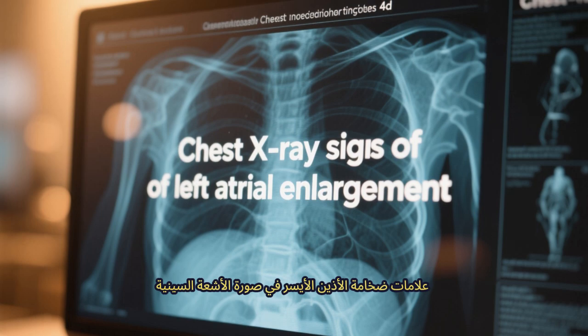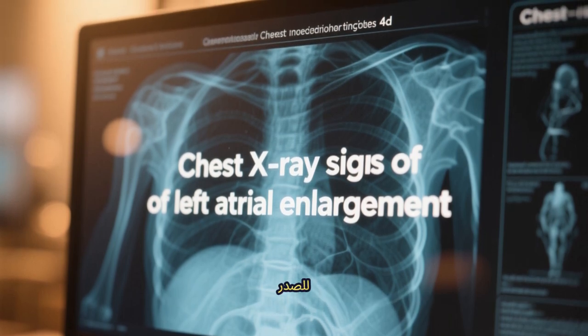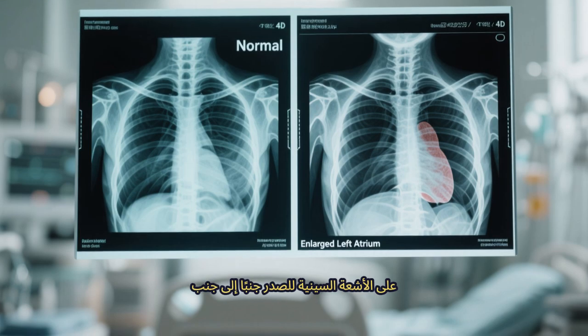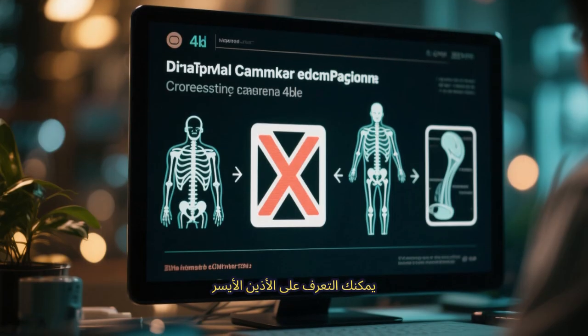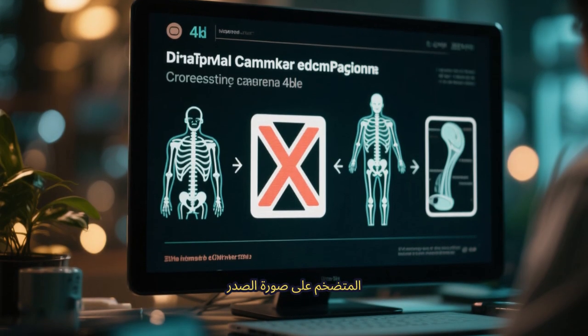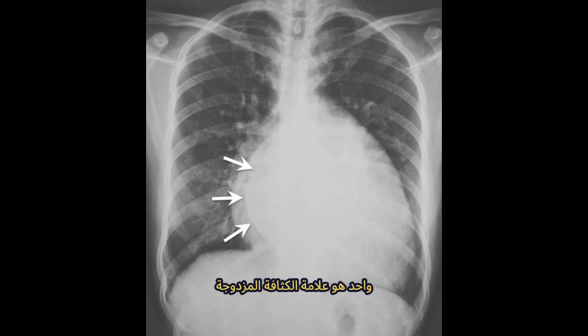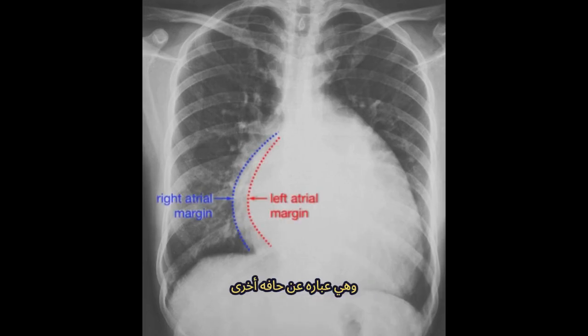Chest X-ray signs of left atrial enlargement: normal versus enlarged left atrium chest X-ray side by side. You can identify left atrial enlargement on chest X-ray using these classic signs. One is the double density sign, a second contour along the right heart border created by overlap of the enlarged left atrium behind the right atrium.